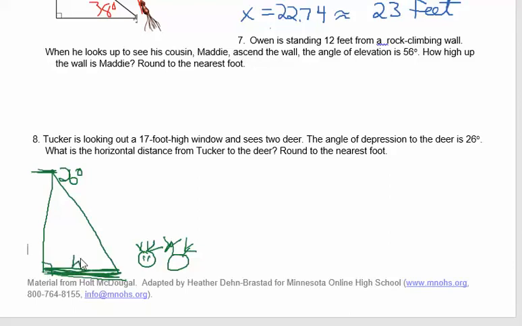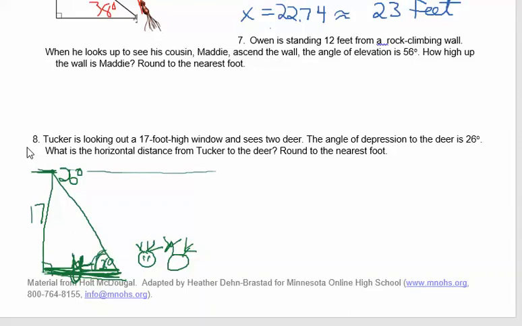I'm going to call this Y, so I don't confuse it with hypotenuse. So if this is 26 from the horizontal, that's the angle of depression, then the angle of elevation is also 26. And then you have to figure out, oh, we need more information. We need to put on this 17 here. So we have a right triangle. We know that this angle down here is 26. We know that its height is 17, the side opposite the angle that we're given.